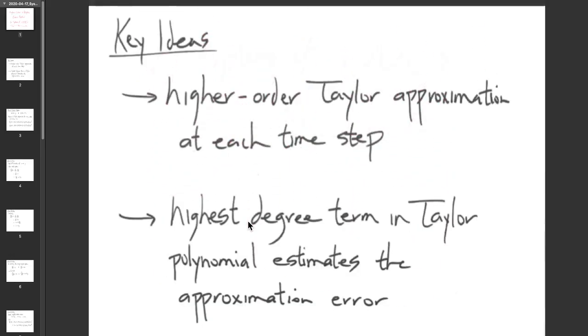Just a couple of basic ideas here are going to transfer over very nicely from the 1DE case to the system case. First, we'll use higher order Taylor approximations at each step to project the solution forward. And then, as we saw in the single ODE case, we can use the highest degree term in the Taylor polynomial to estimate the approximation error. And from that, we can choose a step size that makes sure that our estimated error remains within prescribed bounds.